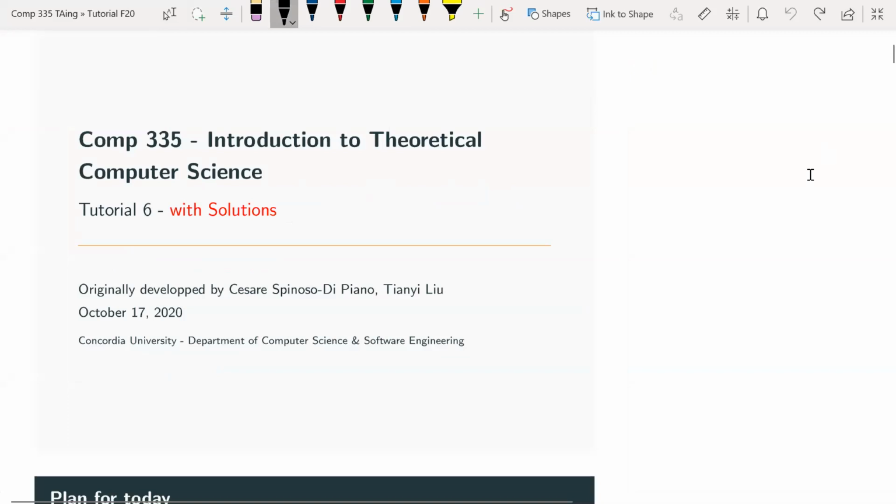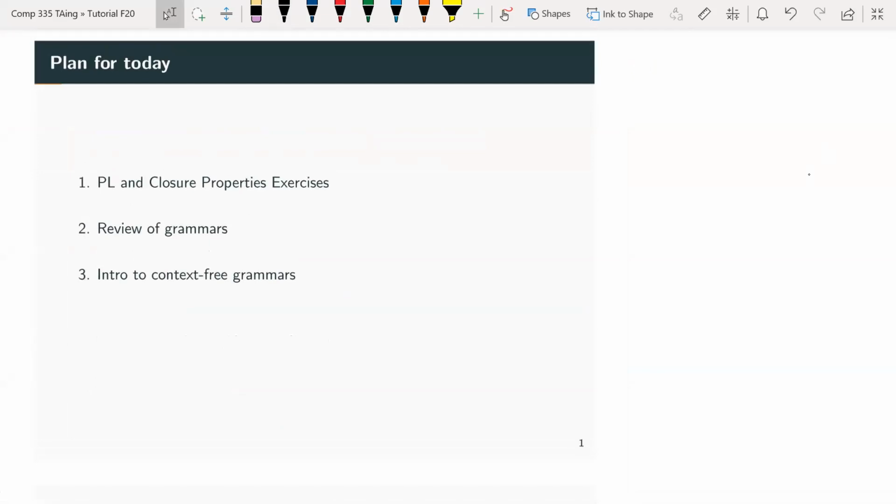This is your sixth tutorial for Comp 335, in which we'll be continuing our discussion of the pumping lemma and closure properties by looking at a few more exercises. And then I'm going to review grammars with you, just review some exercises of deriving strings given a grammar, and then I'm going to briefly introduce context-free grammars because it's also another way for practicing derivations, and I think that will be a useful tool for you to have before the midterm.